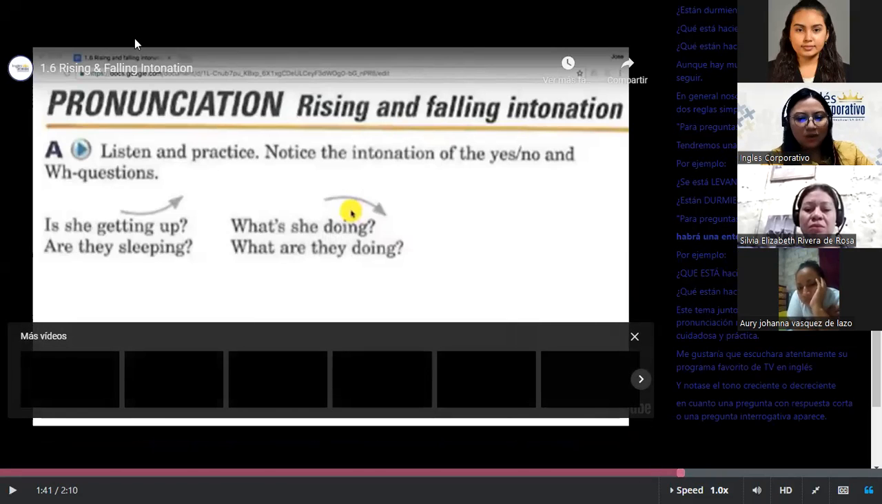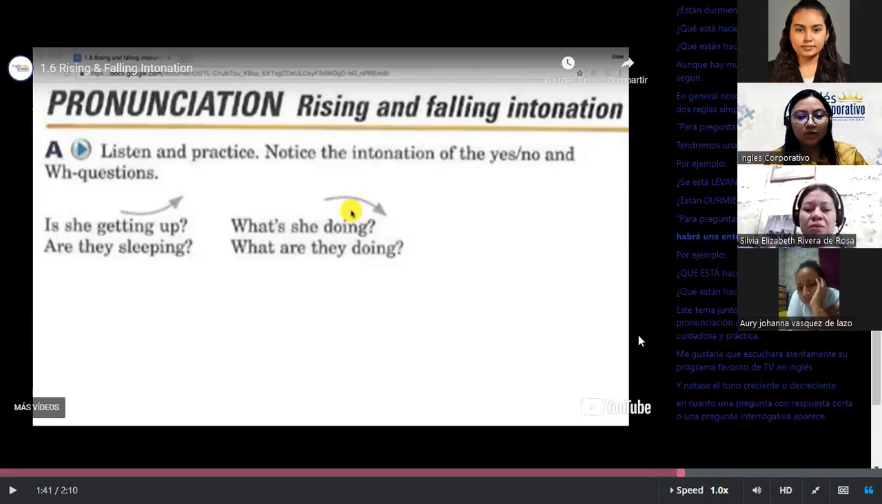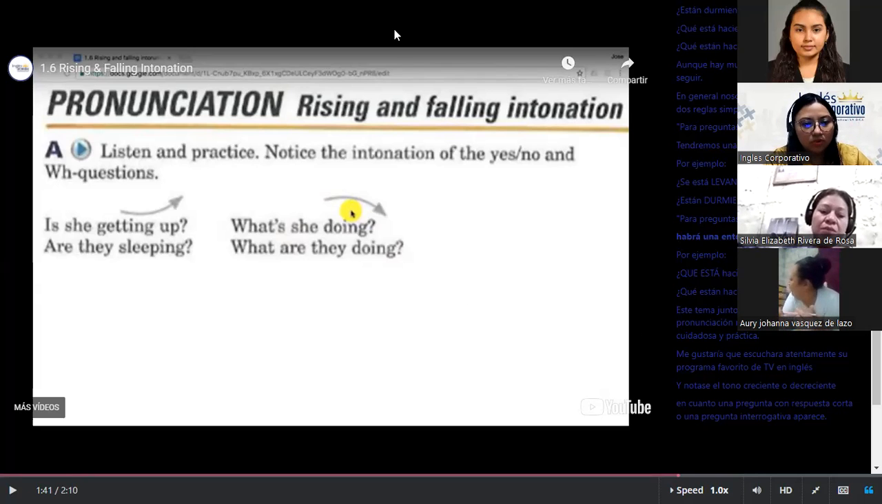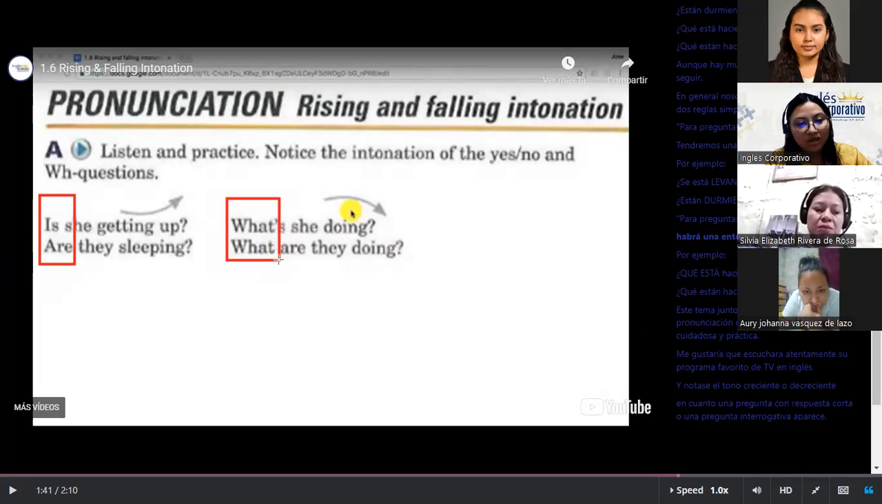Okay, if you see, he was explaining about rising intonation and falling intonation. And in English, we have many examples of pronunciation, specifically in intonation. But in today's class, we are just going to practice with these two groups. Solo vamos a practicar con estos dos tipos. Hay muchos ejemplos en inglés. But this is one of the examples. When we have questions using the verb to be, and when we have questions using WH words or WH questions.